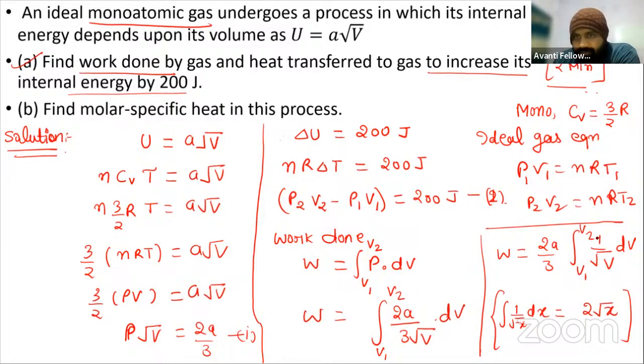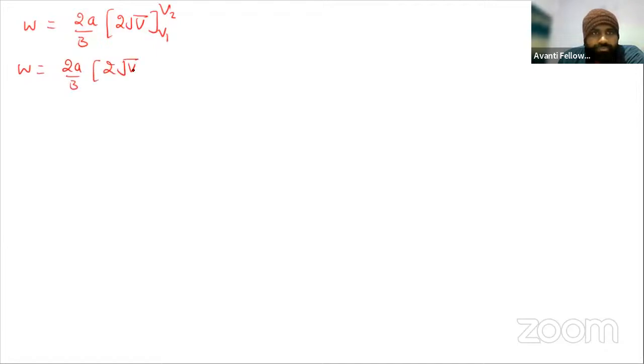So here what will it become? It will become 2 root V. So the work done in this process will become 2A by 3 into 2 root V, V1 to V2. So we can say 2A by 3 times 2 root V2 minus 2 root V1. We can take 2 common. It will become 2 times 2A by 3 times root V2 minus root V1.